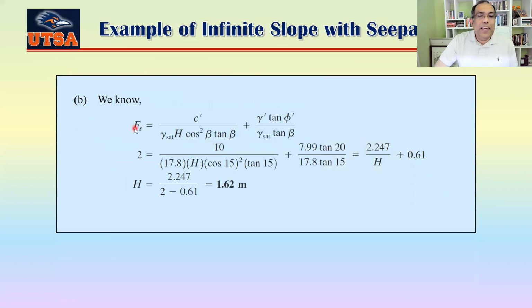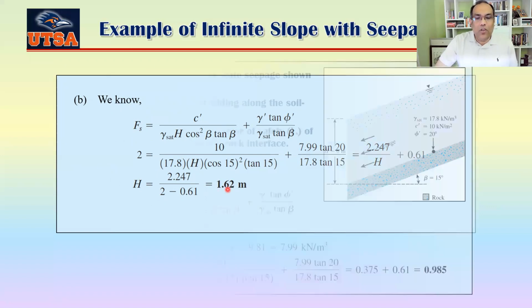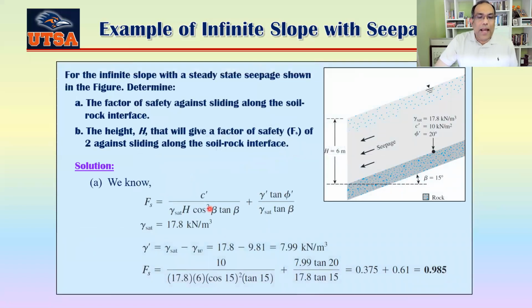So you can see here that your factor of safety is basically, you just plug the whole thing in here and solve for your H, and you get that 1.62 meter. Okay. So what does it mean? You can see from that equation also that your factor of safety is inversely proportional to your H.